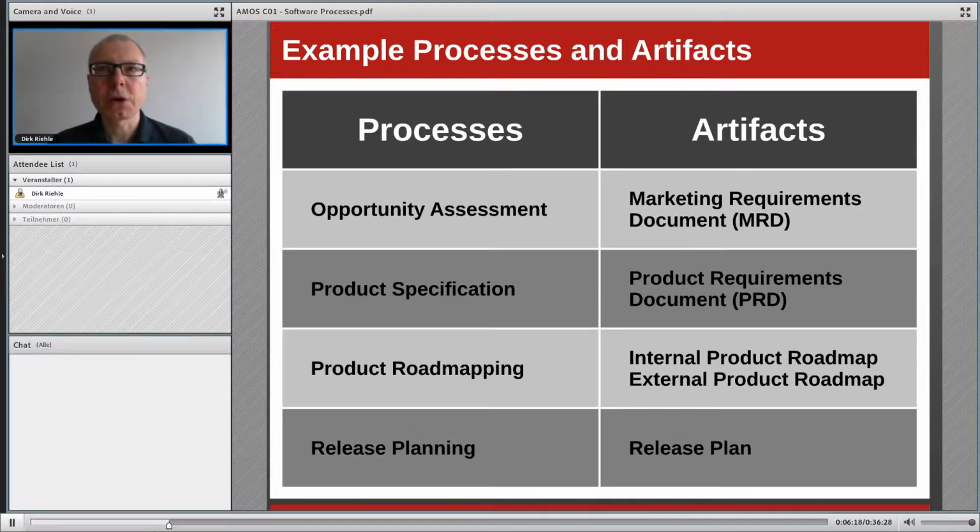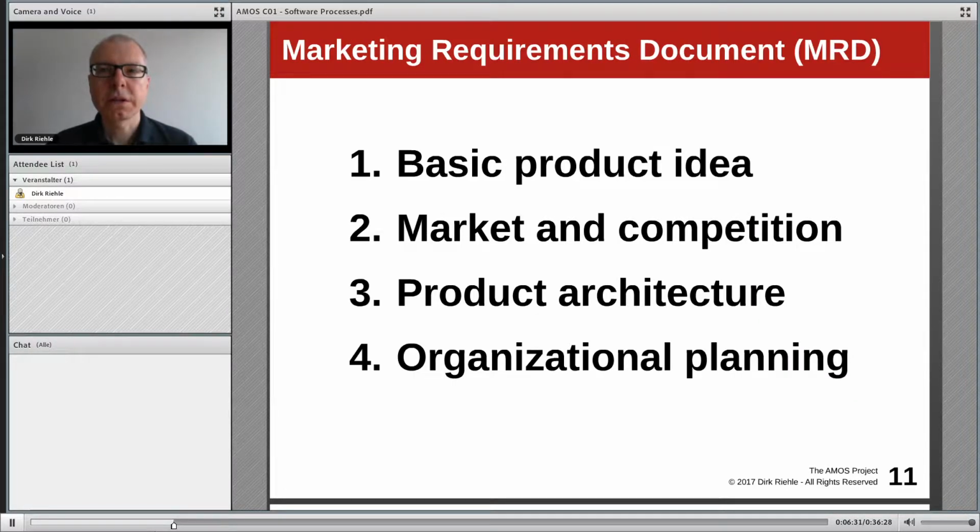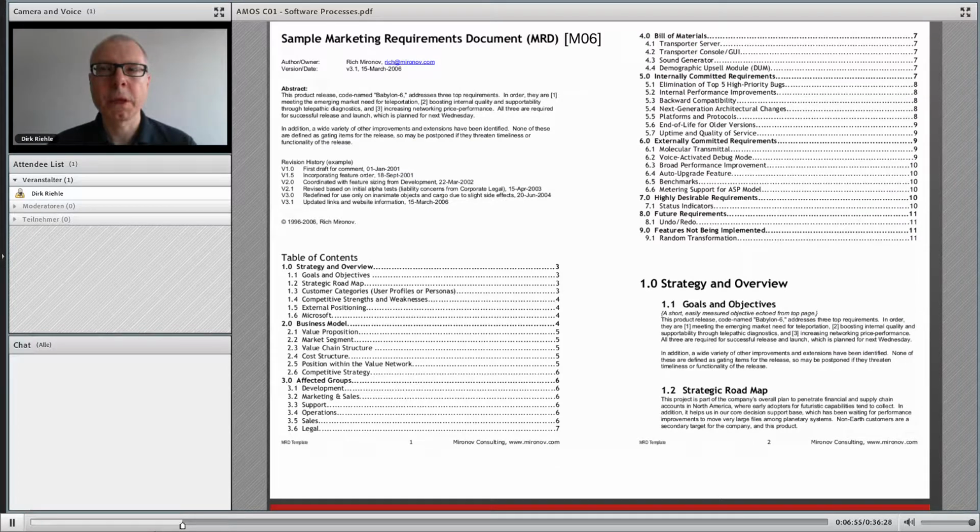Further down, a technical product manager will create a product specification with all the gory details about functional and non-functional requirements, leading to the product requirements document, the PRD. This MRD, again almost like a business plan, needs to contain the basic product idea, market and competition, the product architecture, not on a technical level, but in terms of what standards to comply with, what platforms to build on, which are strategic decisions, as well as organizational planning.